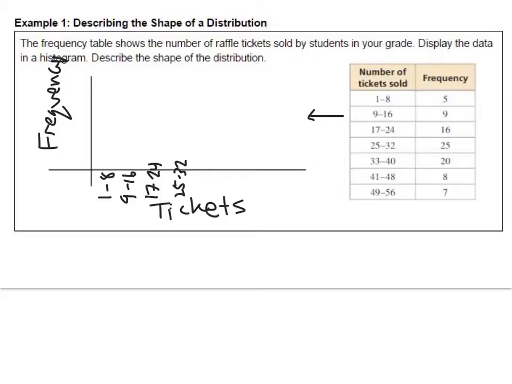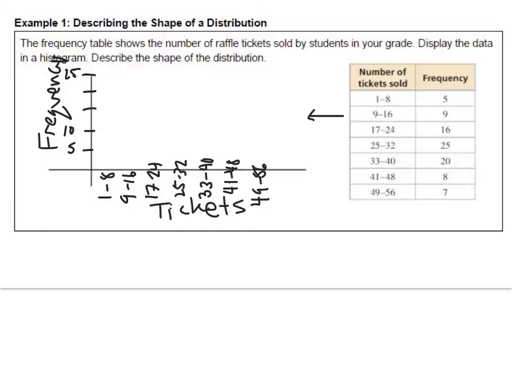Keep going. I'm sorry about the sloppiness here. 33 to 40, 41 to 48, and then lastly 49 to 56. Sorry about the sloppiness there, and it kind of went into the graph. And then on the other side, I have my frequencies. Notice it ranges from 5, as my lowest value, all the way up to 25. So here's what I'm going to do on the left-hand side. I'm going to go up 5, 10, 15, 20, 25. I'm going to go up by 5s, all the way up to 25.